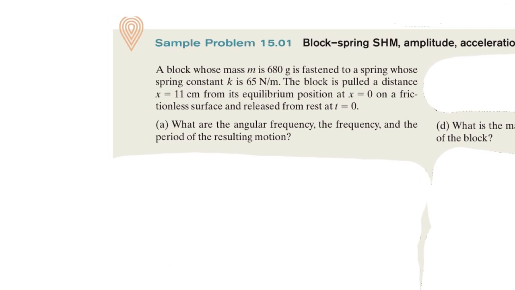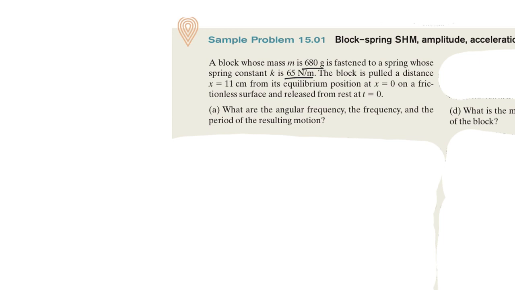Here, a block whose mass is 680 grams is fastened to a spring whose spring constant k is 65 Newton per meter. Okay, so the block is pulled a distance x equal to 11 centimeters from its equilibrium position at x equal to 0 on a frictionless surface and released from rest at t equal to 0.